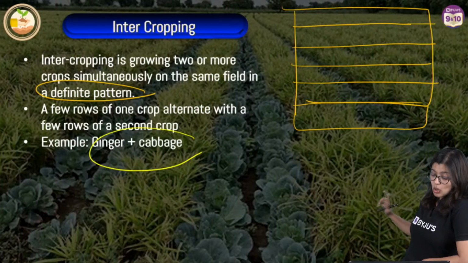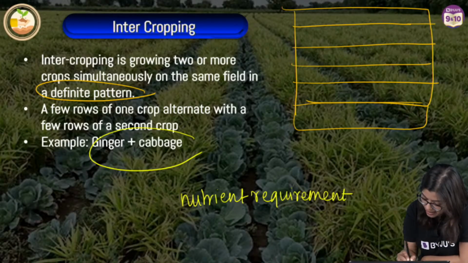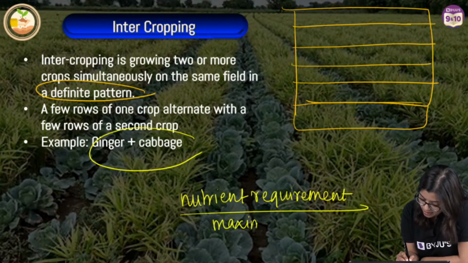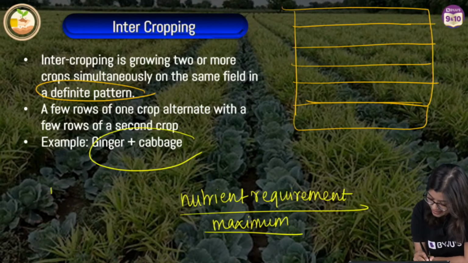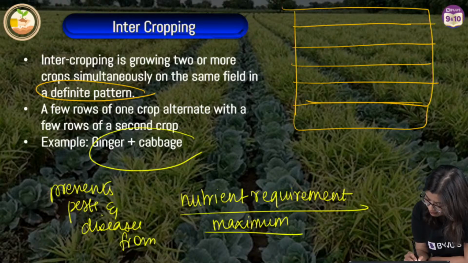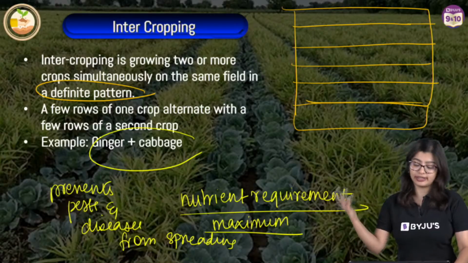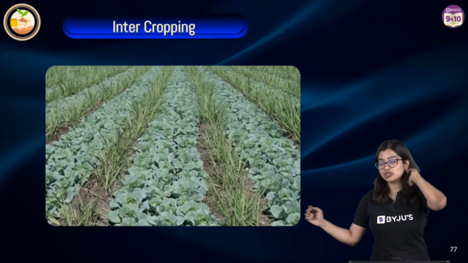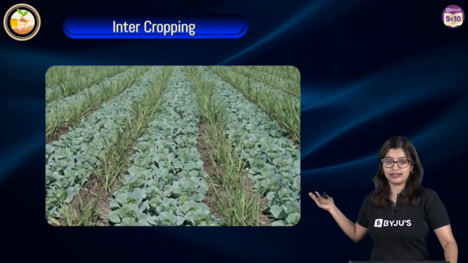Now, again, what do we see? We see that these crops are chosen in such a way that nutrient requirements are different and not the same, thereby ensuring maximum utilization. It is also chosen in such a way that it prevents pests and diseases from spreading, right? So this way, both my crops are giving me good returns, right? So again, cabbage, ginger. Earlier we saw that cabbage and ginger, this is how they would look like, right?